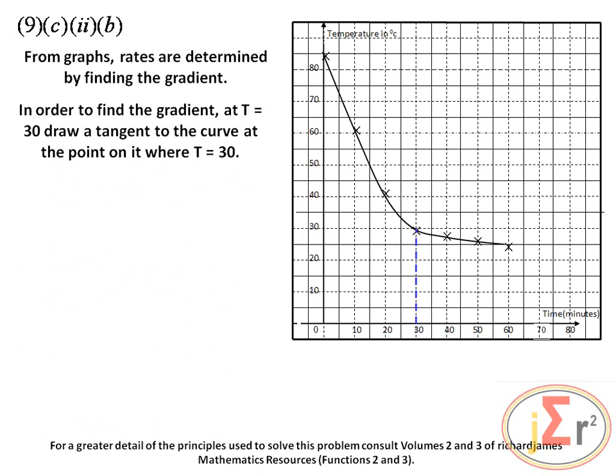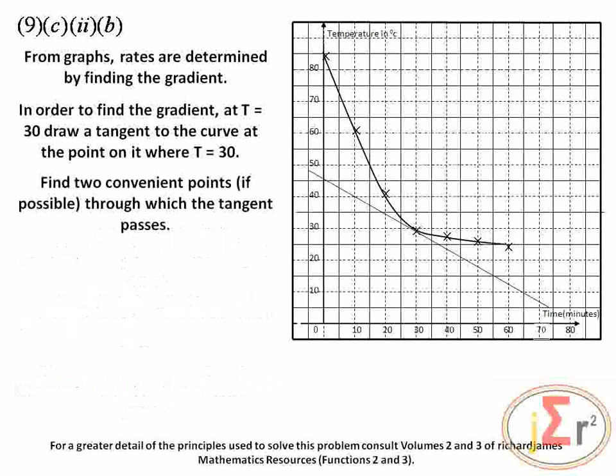We will draw our tangent, which is a line that barely touches the curve at one single point, does not cross the curve, does not run along the curve, but it barely touches the curve at that single point. And at that point, t is equal to 30, and that is our tangent. Next, we will find the gradient of the tangent. In order to find the gradient of the tangent, we will find two convenient points through which the tangent passes.